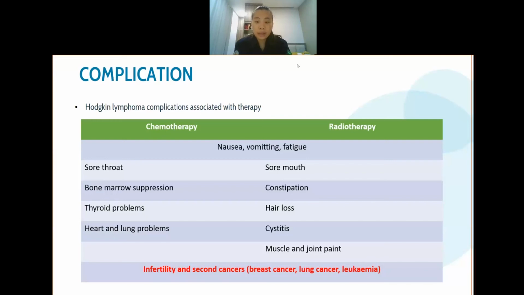Besides, radiotherapy can cause nausea, vomiting, sore mouth, loss of appetite, diarrhea, hair loss, cystitis, and muscle and joint pain. Both chemotherapy and radiotherapy can cause infertility and second cancers, such as breast cancer, lung cancer, and leukemia.